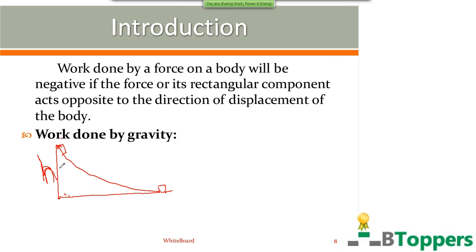That means the work done by the gravitational force on the body depends on the vertical displacement of the body along the direction of the force of gravity, but does not depend on the actual length of the path along which the body has traveled.